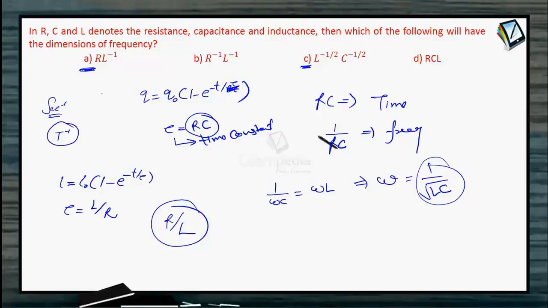But in this particular question, only one option has to be the correct answer. So 1 upon under root LC will be the correct option to this question. So option C has to be the right option.